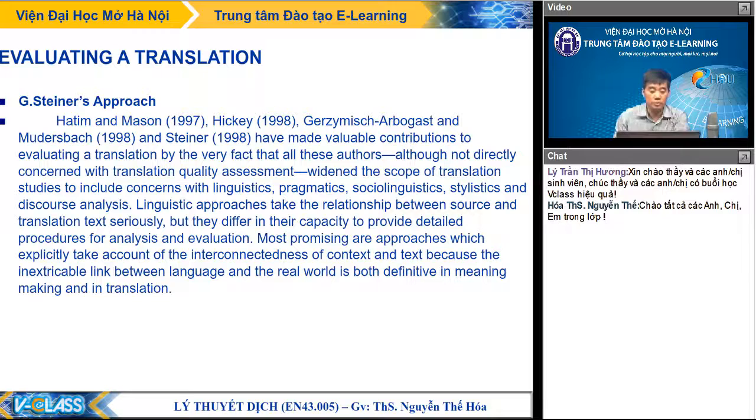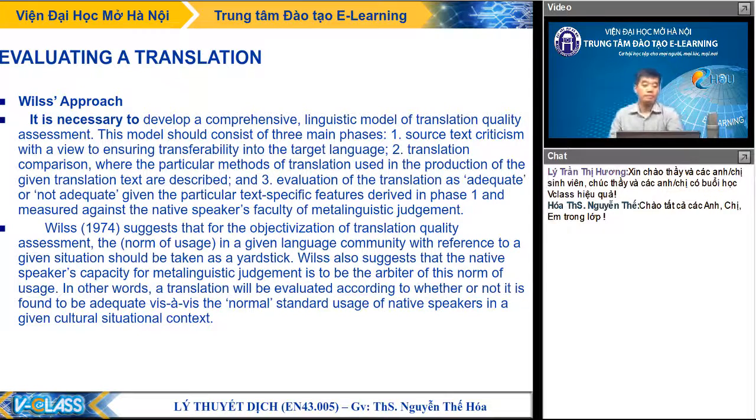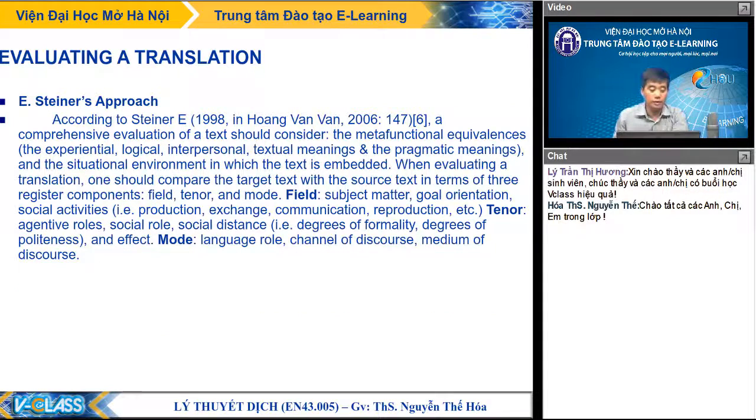For the standard approach, we have a hard estimation. In evaluating a translation, we have to consider the explicitness, to take into account the interconnectedness of the context and also the text. And next is the four wheels approach. It is necessary to develop a comprehensive linguistic model of translation. We have to consider the source text, the translation, and the evaluation of the translation. For the standard approach, when we evaluate, we pay attention to the field, tenor, and mode.